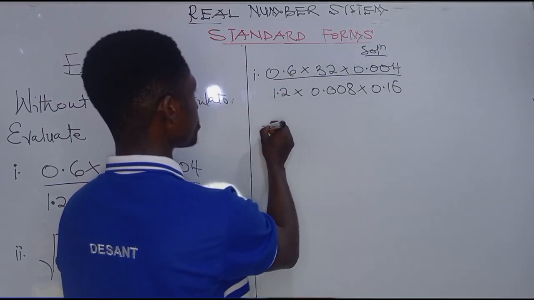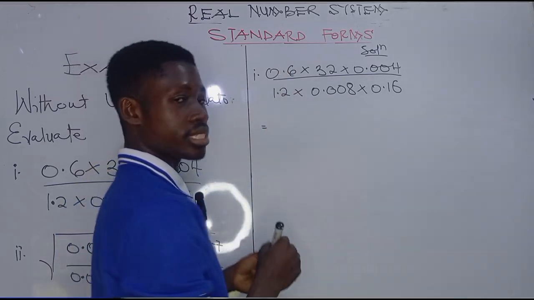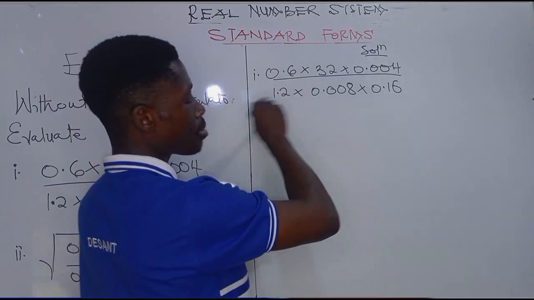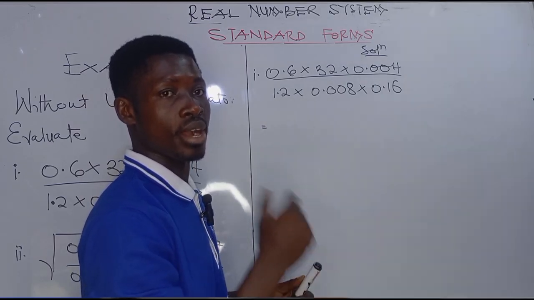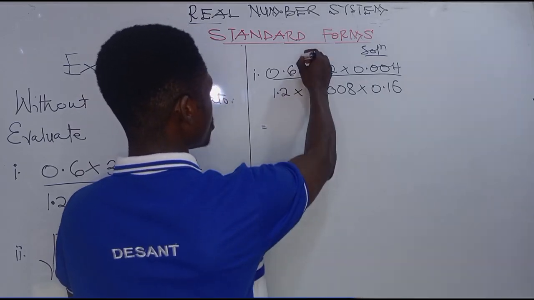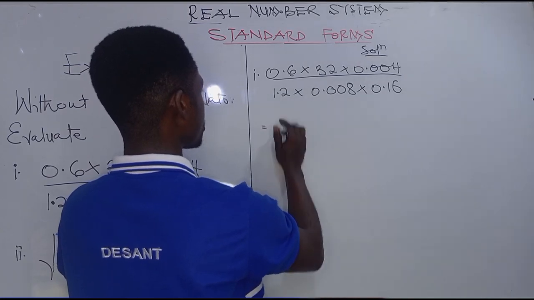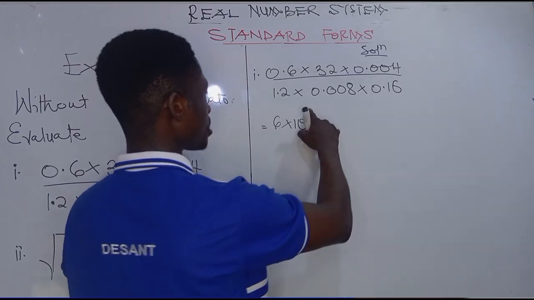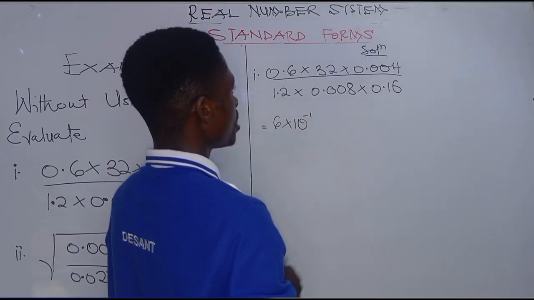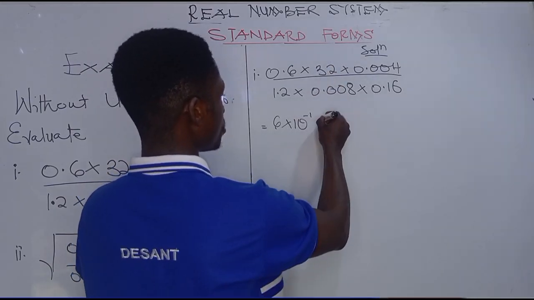Now we know that the decimal point is at this point. When we move it to the right, it is times what? 10 raised to the power negative 1. So we are going to get 6 times 10 raised to the power negative 1. And then we have our 32.